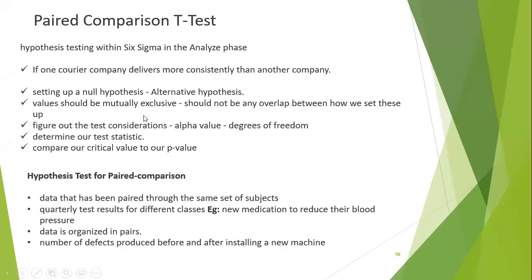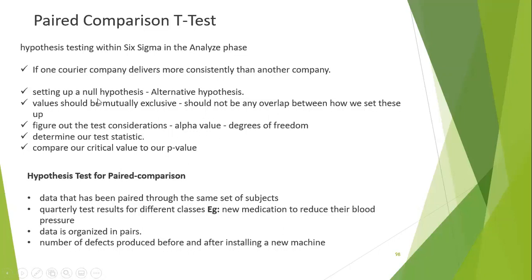The values should be mutually exclusive. That's what we are talking about. Both cannot be the same. They should be mutually exclusive and should not overlap, right? Either it should be good or bad. That's called your hypothesis.